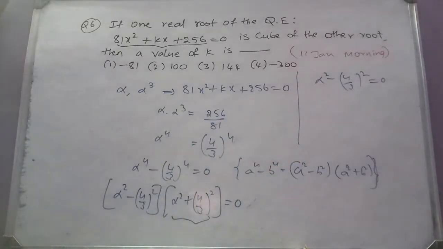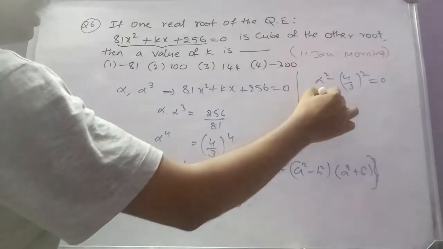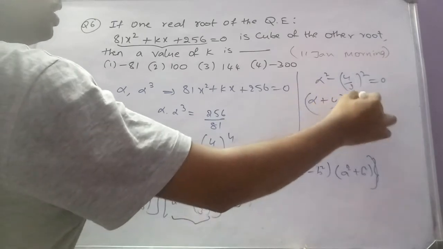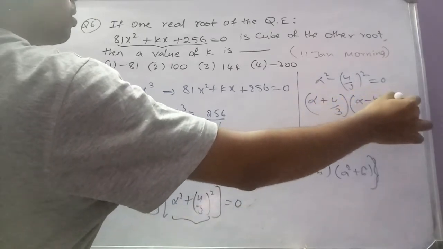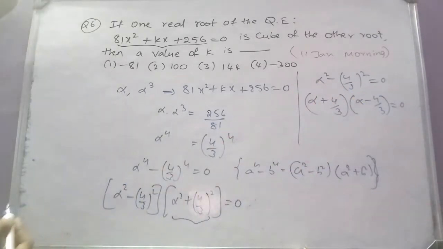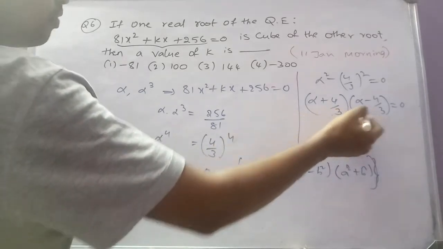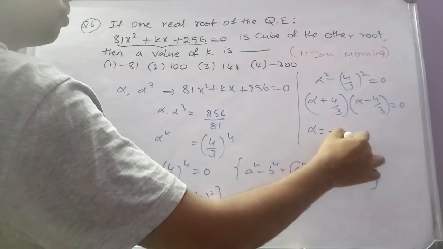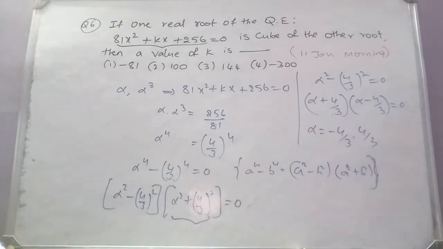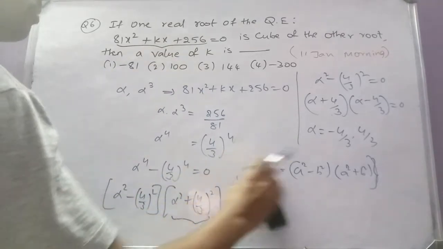So next you can use the a square minus b square formula. You will get a plus b into a minus b. So that means alpha plus 4 by 3 into alpha minus 4 by 3. So therefore the roots of these two is what? Alpha is equal to minus 4 by 3 or plus 4 by 3. The question is not about alpha. The question is actually about k. So the two possible values of alpha are minus 4 by 3 comma plus 4 by 3.